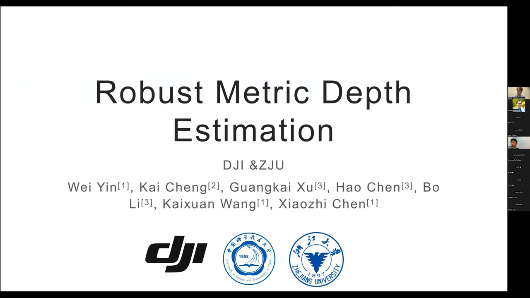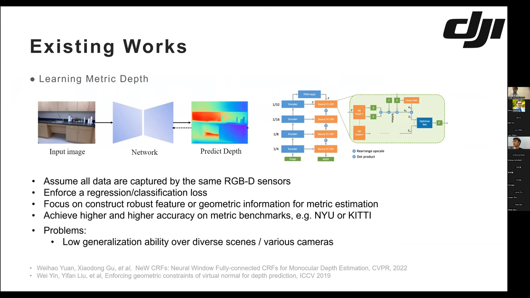So here is our work. We want to do robust metric depth estimation and therefore participated in this challenge. Maybe I will spend some time to review the previous methods. I distinguish them into learning metric depths, or absolute depths, and relative depths. Learning metric depth methods mainly assume all data are captured by the same RGB camera sensors. So they train the model on that and enforce a regression or classification loss, and then the model can predict accurate metric depths.